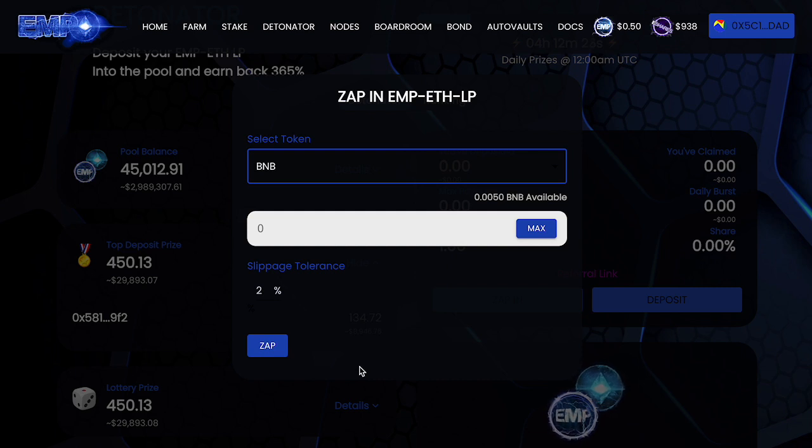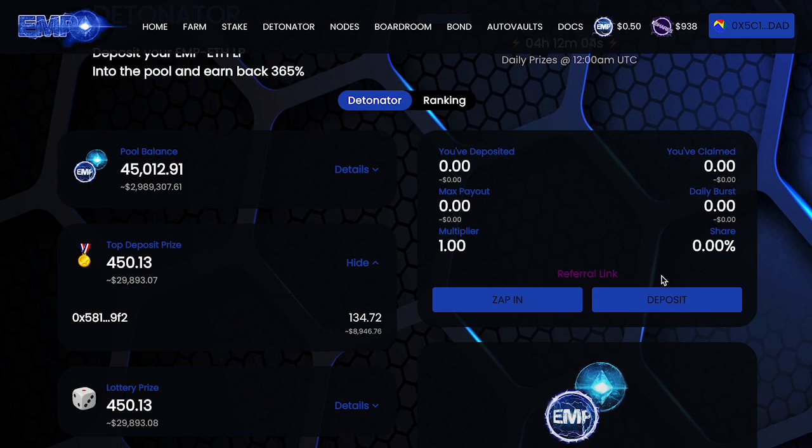In the farms in EMP, if you have any experience with those, there's a zap functionality there too. But when it zaps and makes LP for you, it leaves it in MetaMask. It doesn't deposit it for you. But here in the detonator, it will do that for you. So it does it all in one step. It will make the LP and deposit it for you. So that's basically all you need to know there.